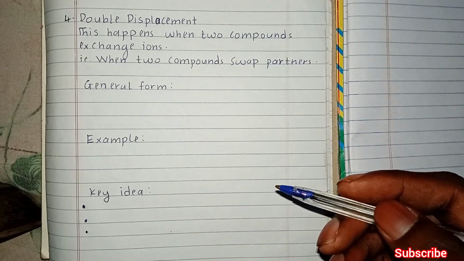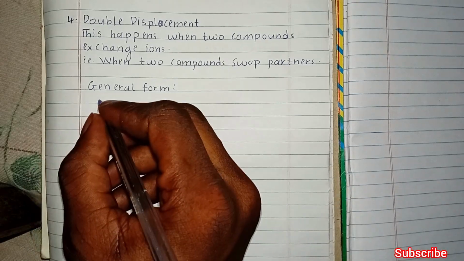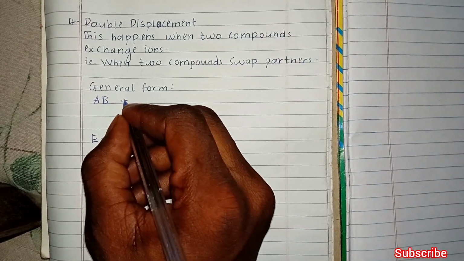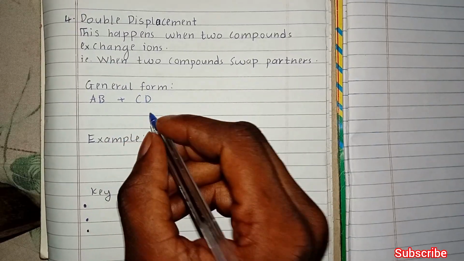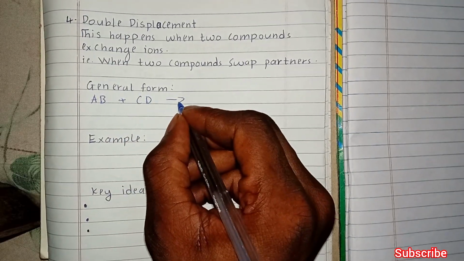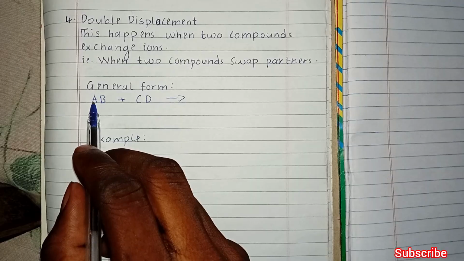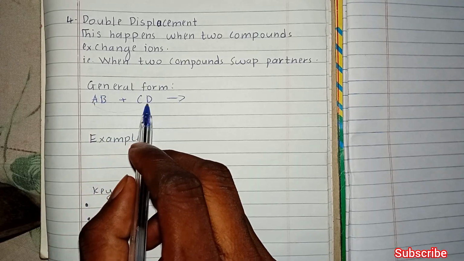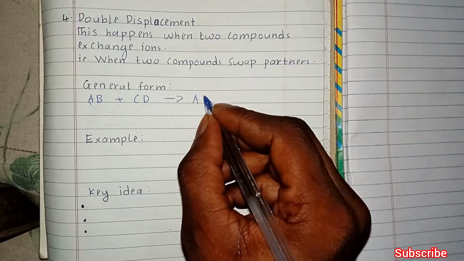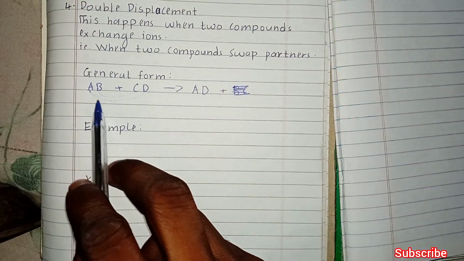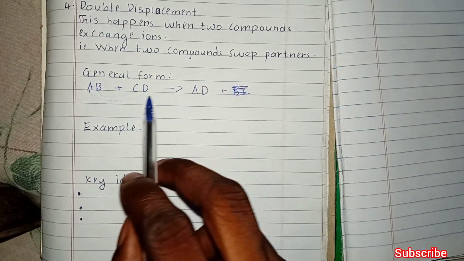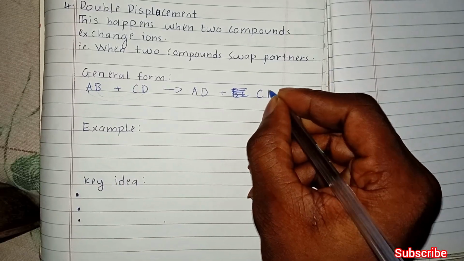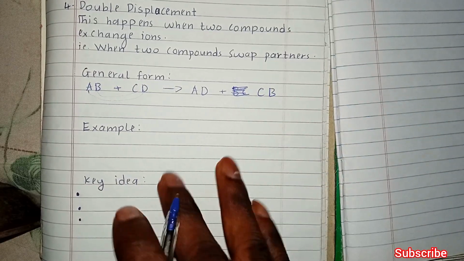Okay, now let's take the general form. AB, one compound, plus CD, another compound, swap partners. So A, the first, goes with the last: AD, plus the first here also goes with the last here, CB. Now let's take a few examples.